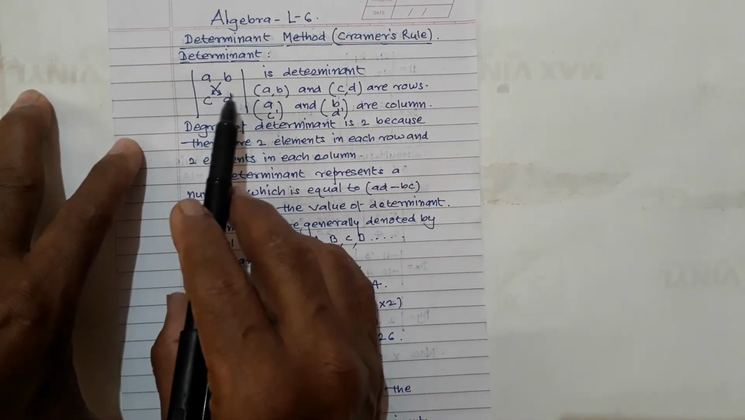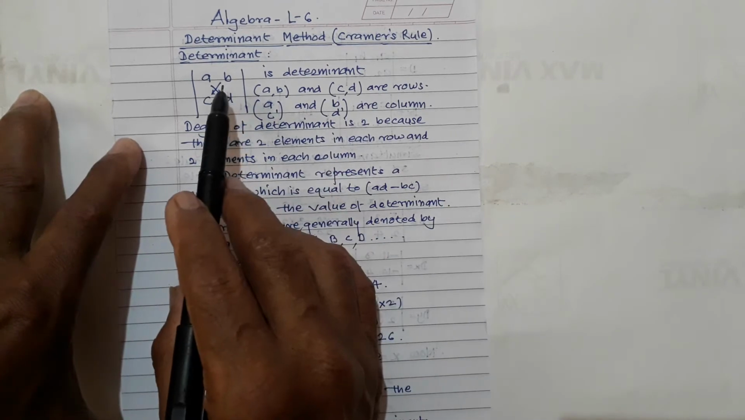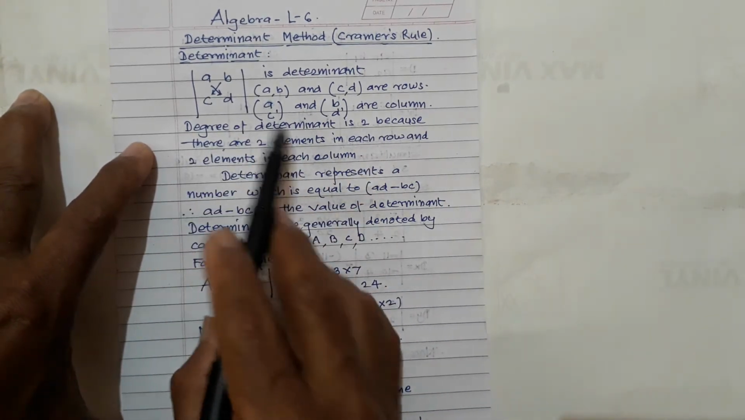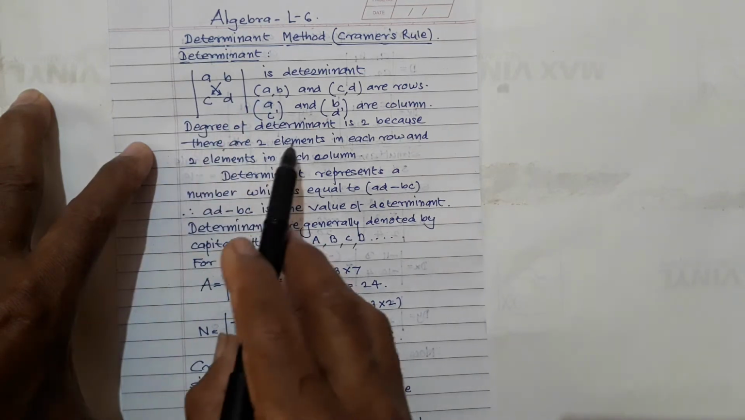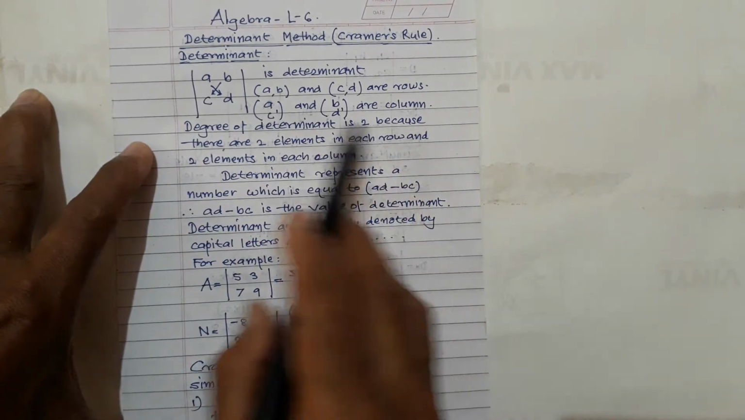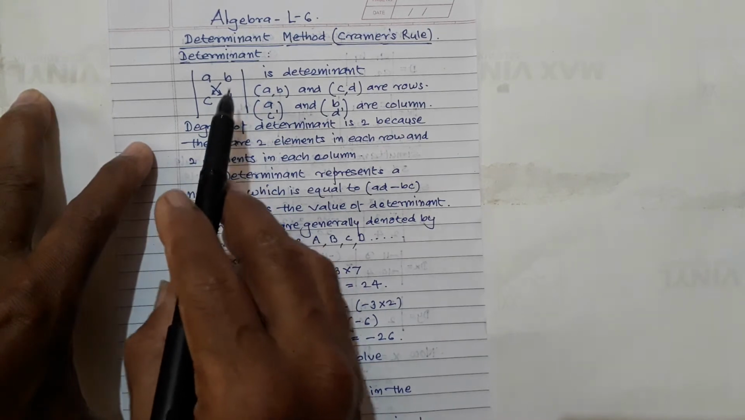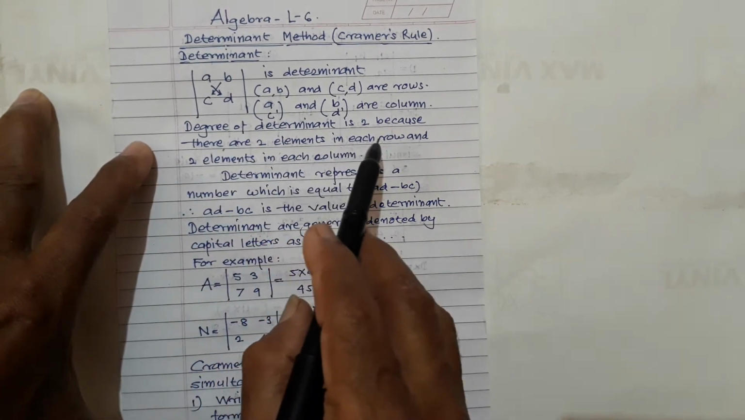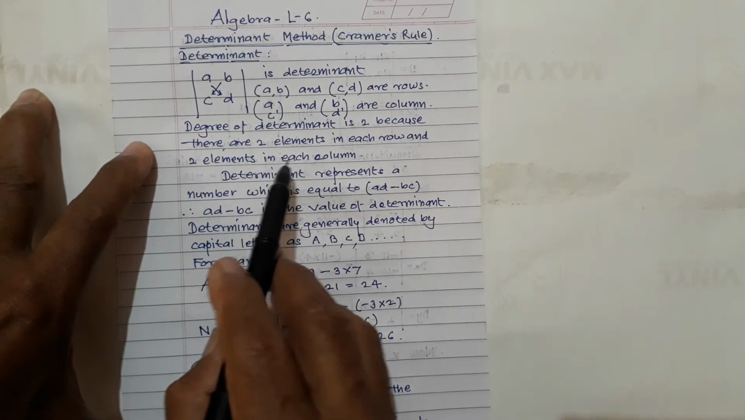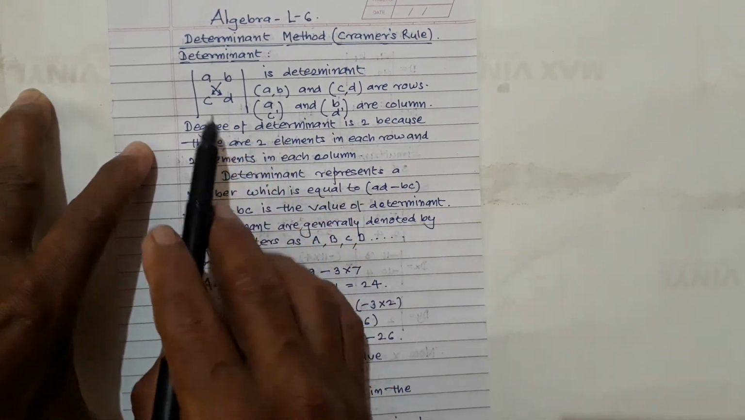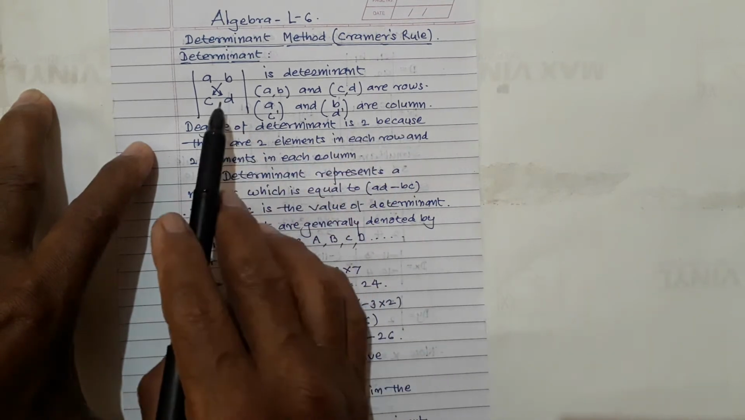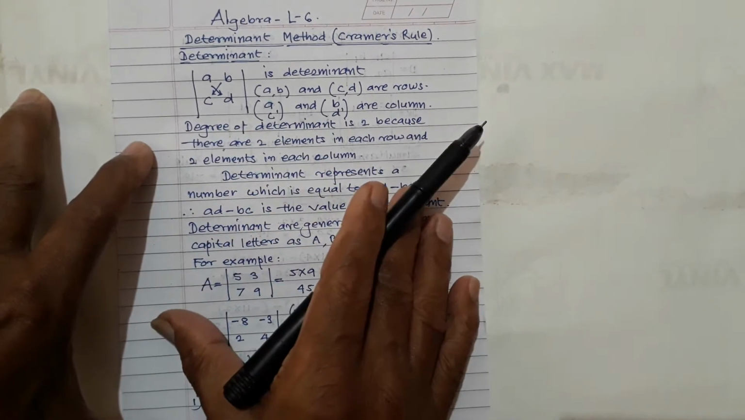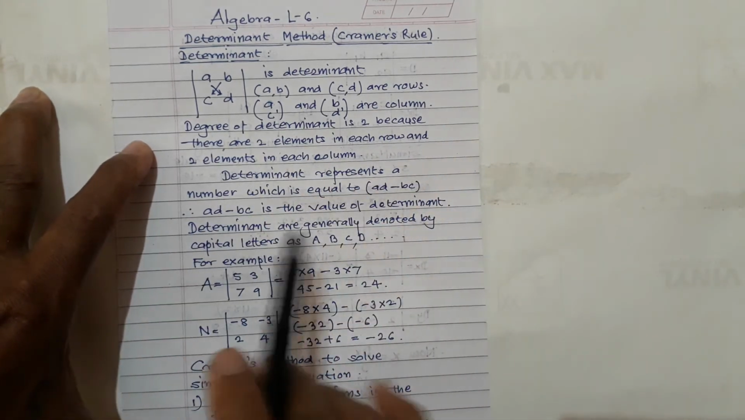Now the degree of this determinant is 2 here, because there are two elements in each row and two elements in each column, and therefore the degree of this determinant is 2. Now, you try to understand this much only.